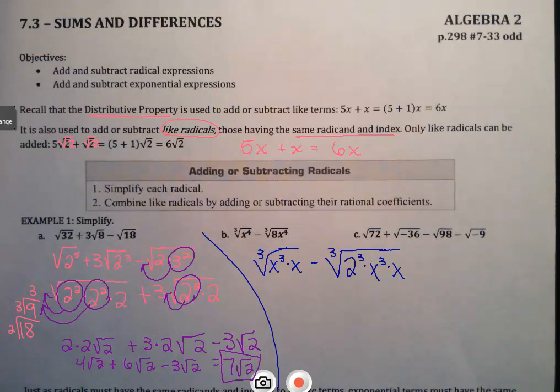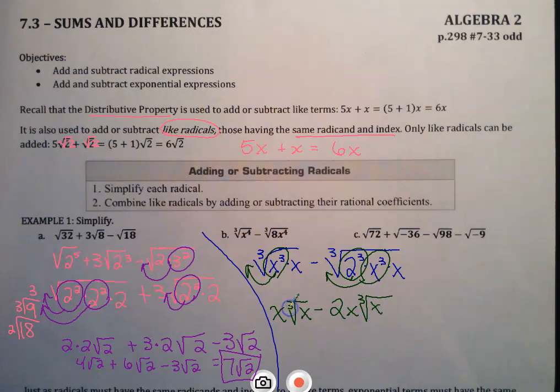All right, what can I pull out of my first one? The cube root of x cubed is x, so x times the cube root of x, minus, what can I pull out of the second one? A 2 and an x both come out, so that's going to leave me with minus 2x times the cube root of x. I didn't write that the first time, sorry about that.